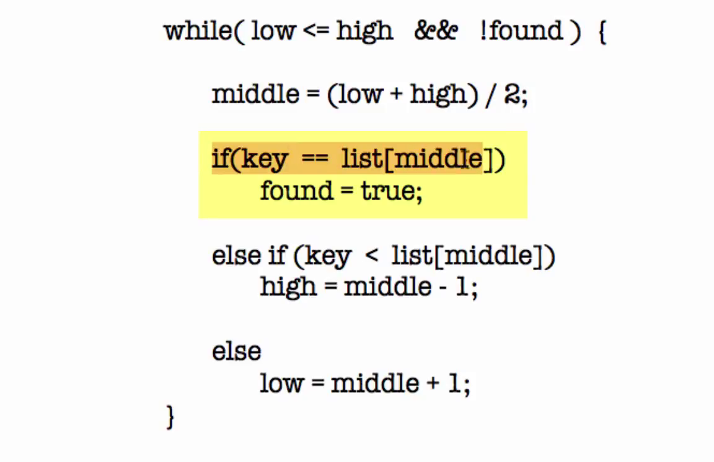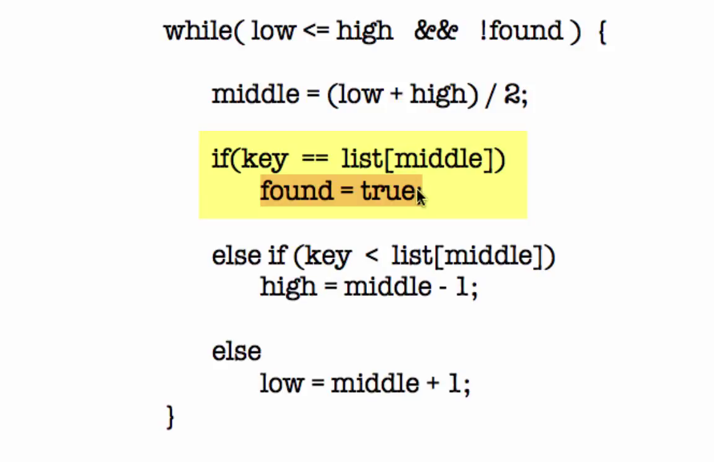So this is either going to be true or false. I have a match or I don't. If there is a match, I'm done with my search. I found it, right? And I know where it is. It's exactly in the middle of my collection. So I'm going to say found is true, and we'll see how this impacts the conditions in my while loop.